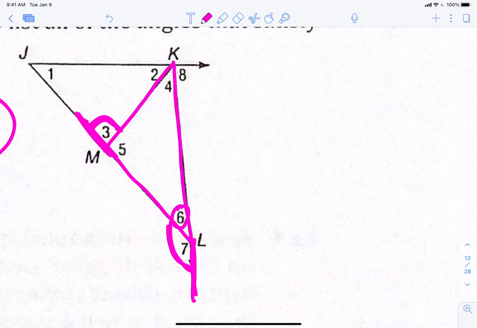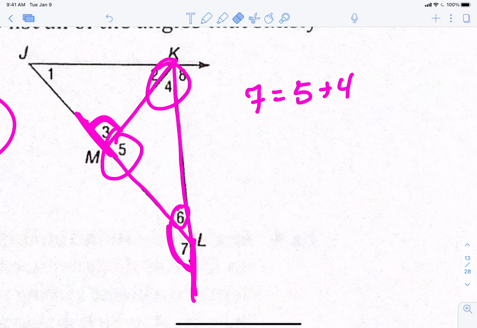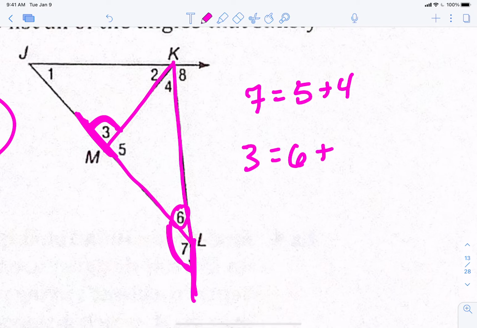Now, which one of those is going to involve angle 6? 7 is equal to 5 and 4, right? The ones that it doesn't touch. And 3 is equal to what two angles added together? 6 and 4. It's the ones that it doesn't touch. If 3 is the exterior angle, 4 and 6 added together make up 3, right?